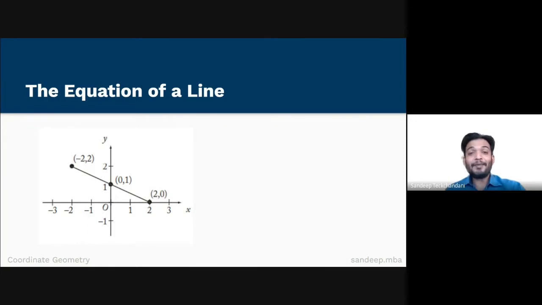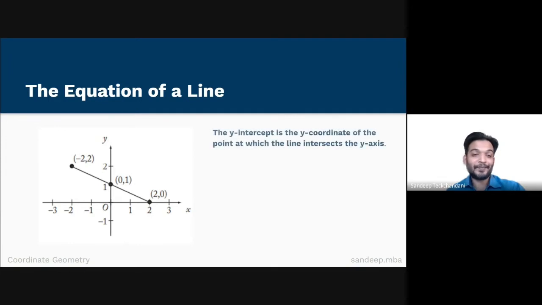The y-intercept is the y-coordinate of the point at which the line intersects the y-axis. For the line shown, the y-intercept is 1. And this is the resulting value of y when x is set equal to 0 in the equation y equals -x/2 plus 1.